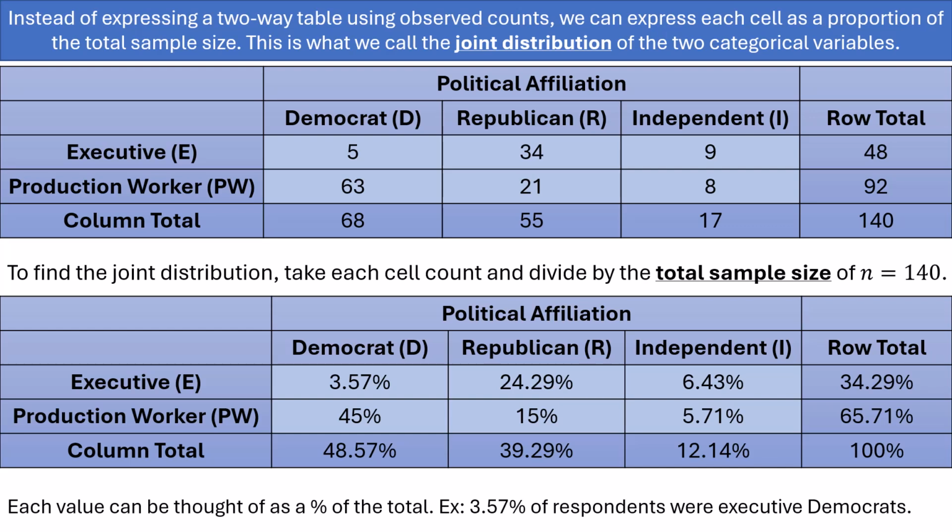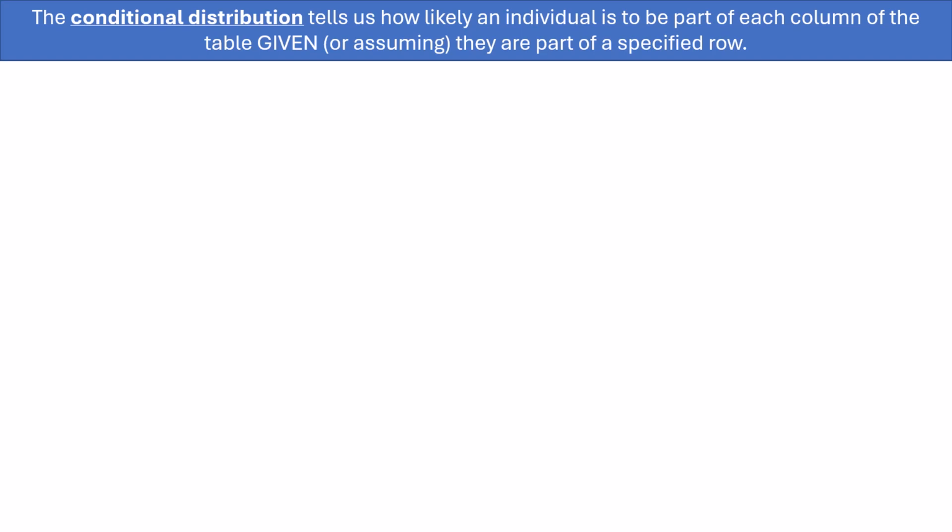Okay, we have one more distribution to talk about, which is what we call the conditional distribution. The conditional distribution tells us how likely an individual is to be part of each column of the table, given or assuming they are part of a specified row.